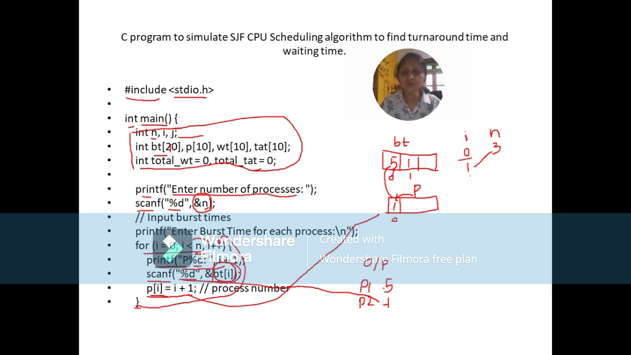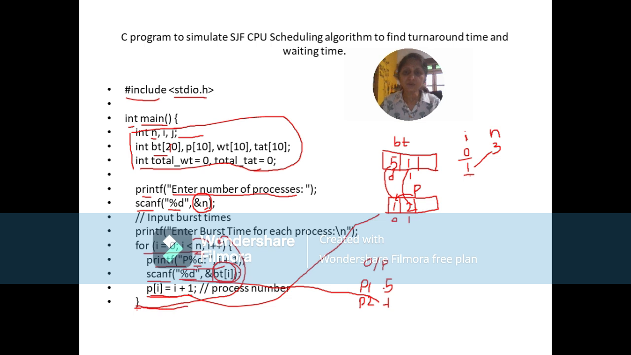Then the control comes to P of I is equal to I plus 1. So P of I is P of 1. And what are we storing? I plus 1. What is the value of I? 1. 1 plus 1, 2. So it simply means that process number 2 has the burst time 1. As we are entering the burst time into the BT array, we are also entering the process numbers in our P array. Okay, again the control comes to the closing brace of our for loop.